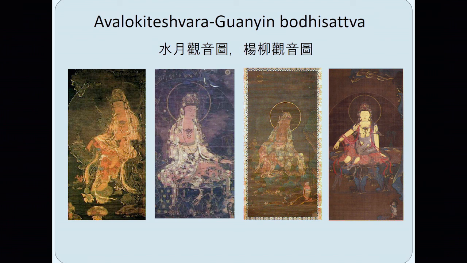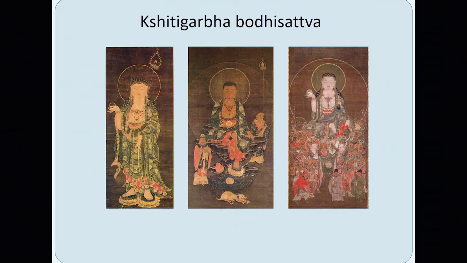Meanwhile, 46 of that total of 165 depict the Bodhisattva Avalokiteshvara. The particular type shown here is known in Korea as the water moon Avalokiteshvara, or in Japan it's called the willow branch Avalokiteshvara, but you see 4 examples of the type here, all Korean, all Goryeo. There are also about 26 images of the Bodhisattva Kshitigarbha, the bodhisattva who redeems those suffering in hells and takes them to paradise.